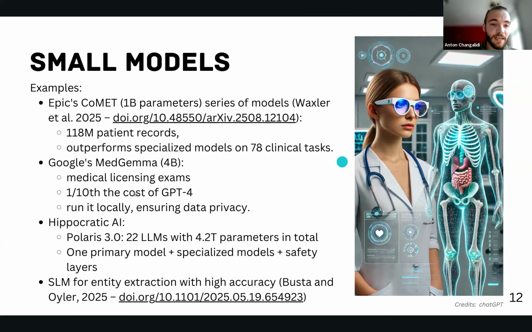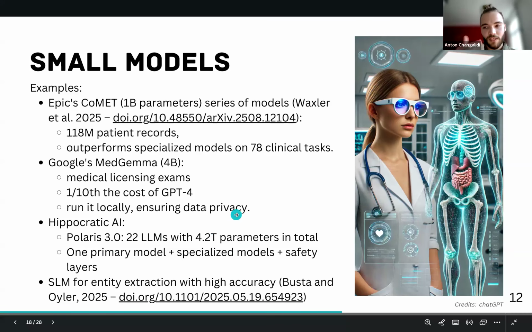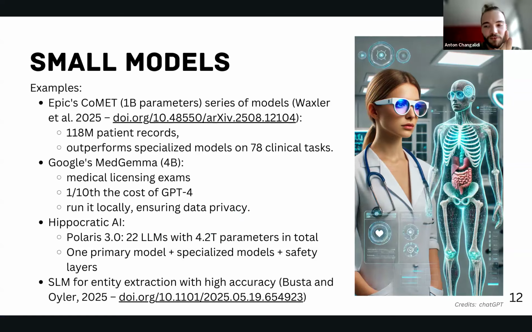78 clinical tasks. Also, there is this startup, Hippocratic AI, and they have their model, not one model, but 22, not large language models, but small language models. They have a lot of parameters in total, but when you have a specific question, you don't run your question on all these 22 language models, just on one of them. And that's why it's cost efficient and energy efficient, and also faster to use, and it can be launched locally.